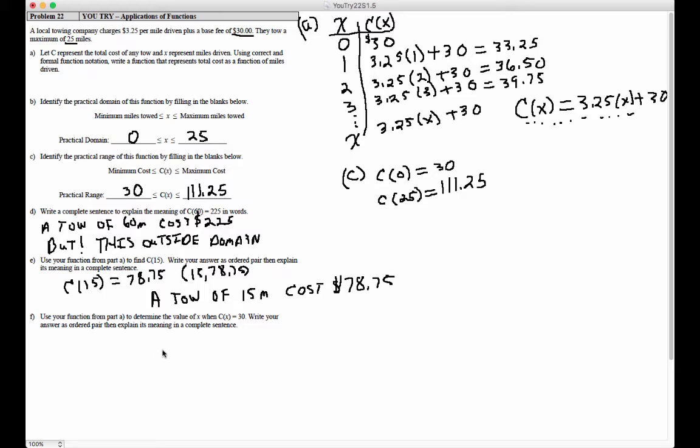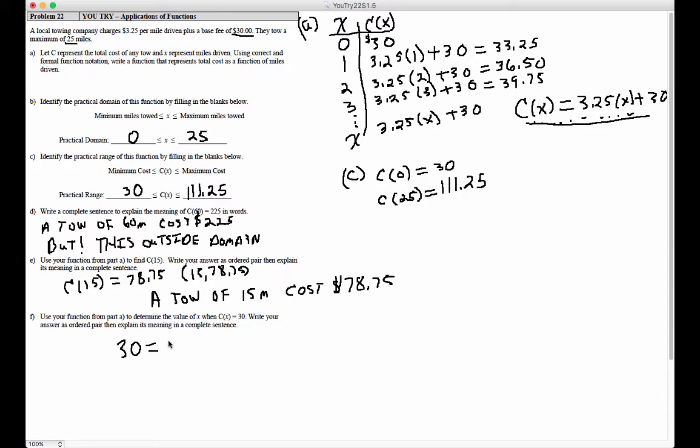So this time they gave us a y value and want the corresponding x value. We come back over here and reference our function, and we're going to plug in a 30 for C of x. I gave you the answer before you even asked the question. Sorry about that. So we get 30 for C of x.